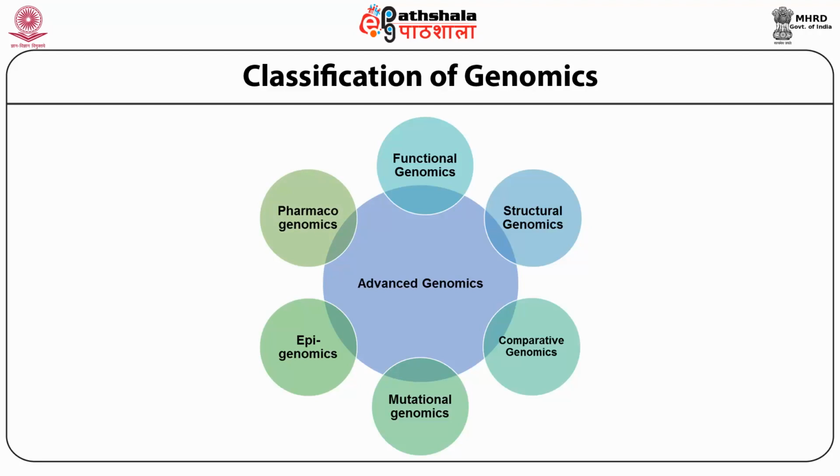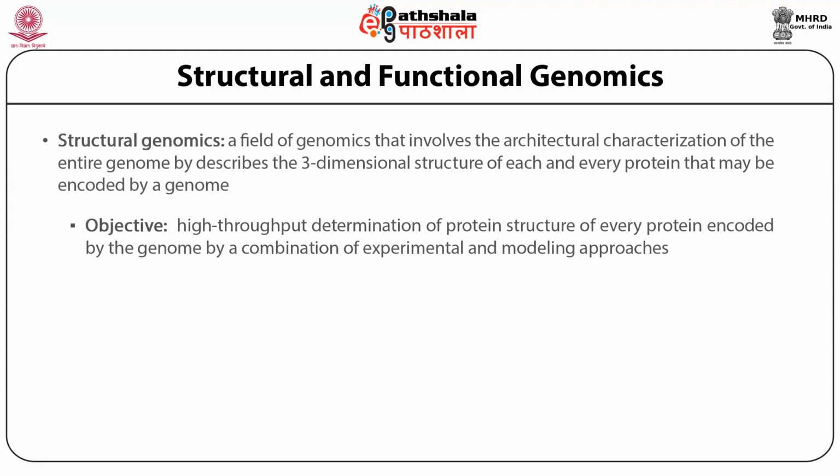Pharmacogenomics includes study of new biological targets and new ways to design drugs and vaccines. The main objective of structural genomics was to achieve high throughput determination of protein structure of every protein encoded by the genome by using a combination of experimental and modeling approaches.